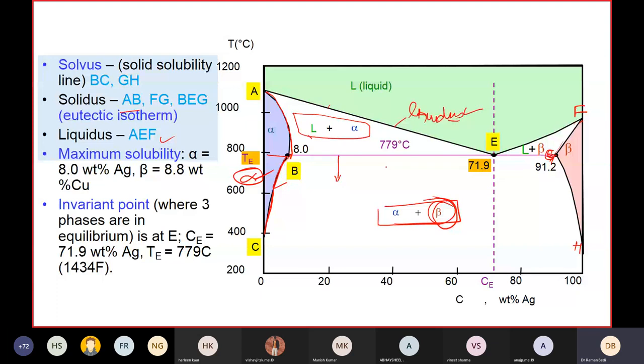The liquidus line. Keep in mind that you have solid only below this line. That is, we are saying that it is below this. Up to this line is the maximum solid solubility. The maximum solid solubility of alpha phase is nearly 8% here, and beta is around 8.8%.